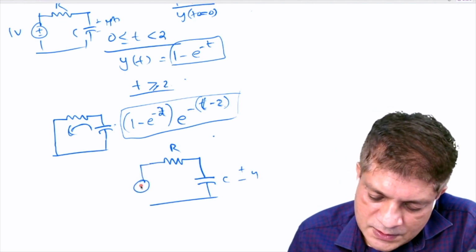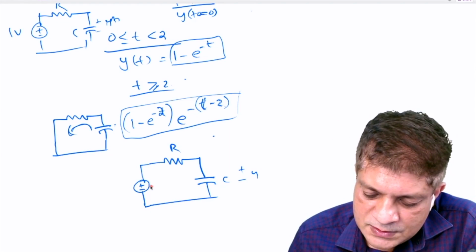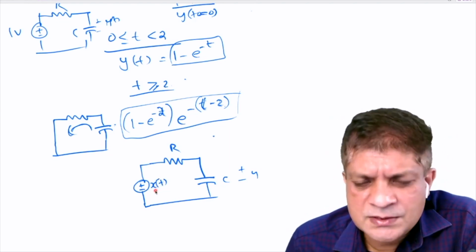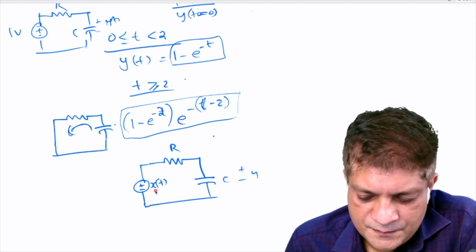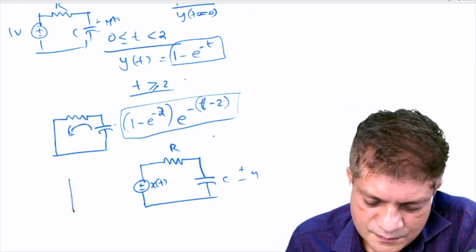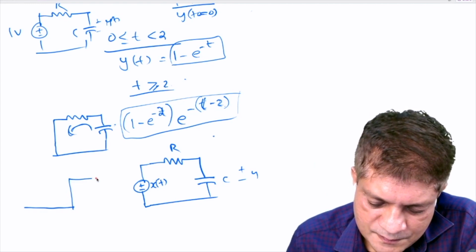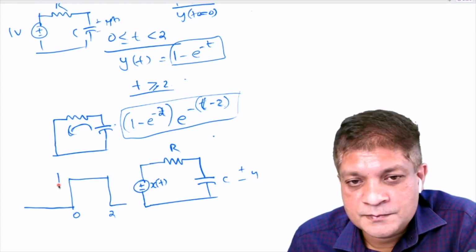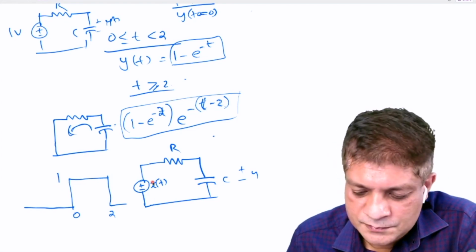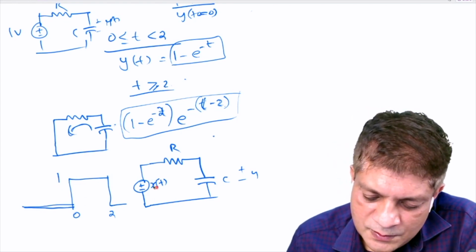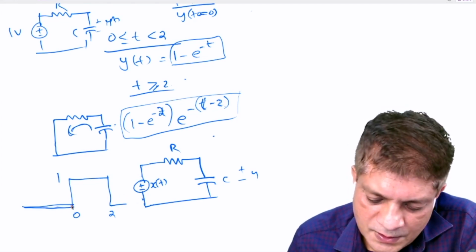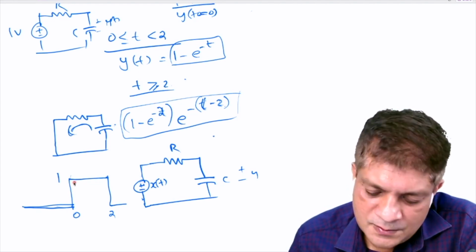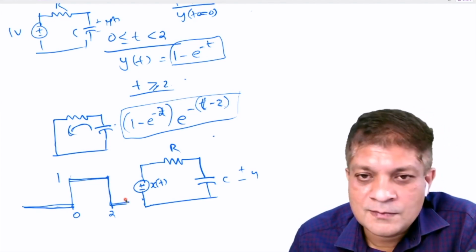I am considering it as a linear time invariant system with input x(t). What is this x(t)? Is it this, 0, 2, 1? Till time 0, it is a short circuit. Then you are applying a voltage 1. So this voltage will be 1. And then, is it this?